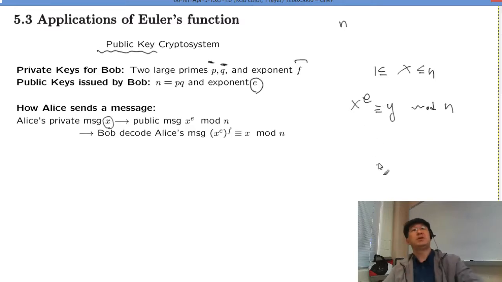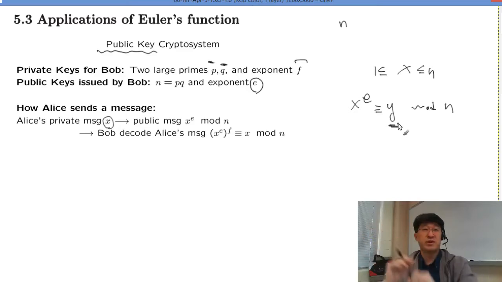How do you raise that to the Eth power if it's a really large number? What method do we use? Repeated squaring method is really fast. You get this number, and Alice sends this message over the internet. Now the whole world sees it. They have N, they have E, they have Y. And mathematicians claim that getting X will take 5 years, 10 years using big computers.